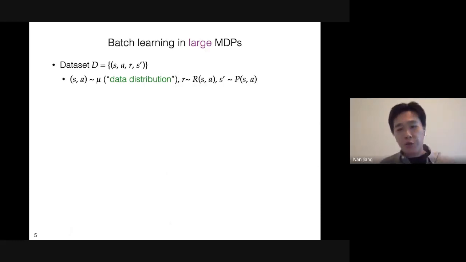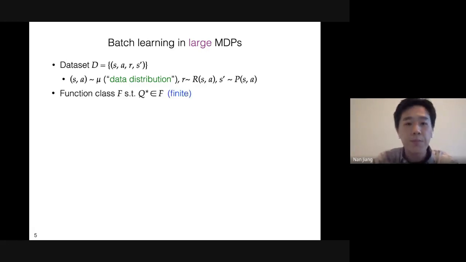Okay, so now we come to our batch learning setting, right? We now have a data set, and for simplicity, I'm just going to assume a very simple data generation protocol where you sample (s, a) from what I call the data distribution mu, a distribution over the state-action space. And after you sample (s, a), you generate r and s prime according to the reward function and the dynamics of the MDP. Okay. And we'll have some condition on mu shortly. So again, we have a function class F.